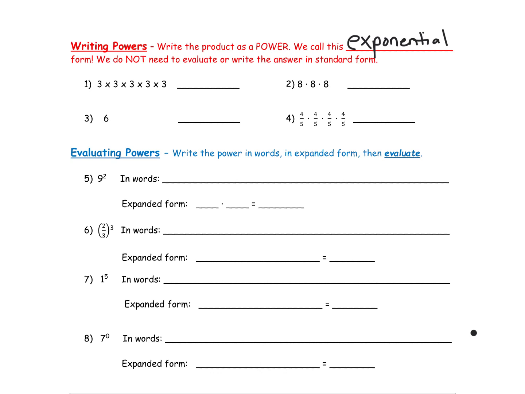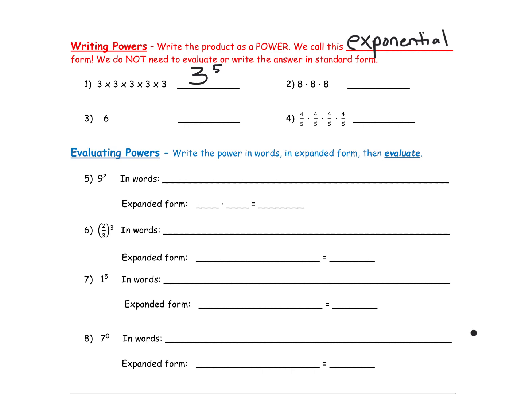So for number 1, we have 3 times 3 times 3 times 3. How many times is 3 being multiplied by itself? 5 times. So the answer is 3 to the 5th power. The 3 is the base, and the 5 is the exponent. The exponent is always written smaller.